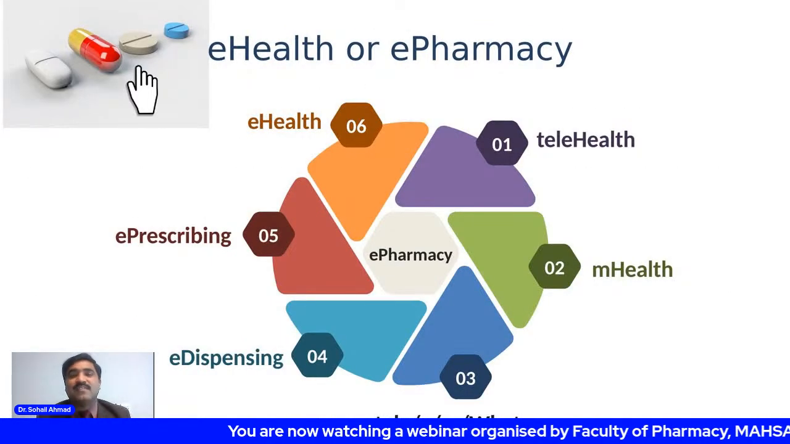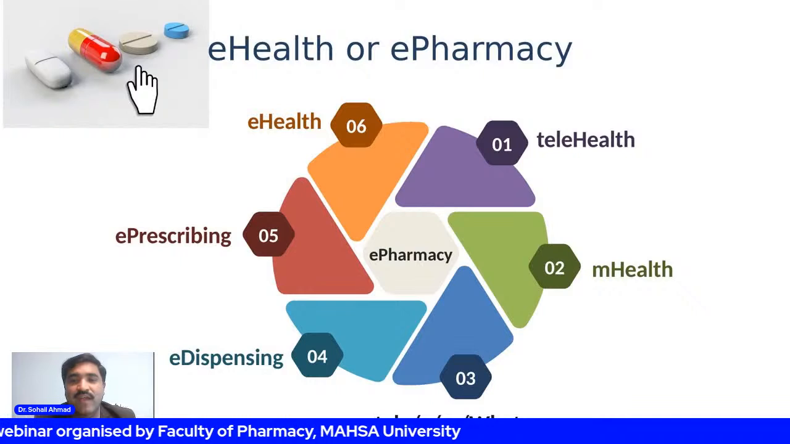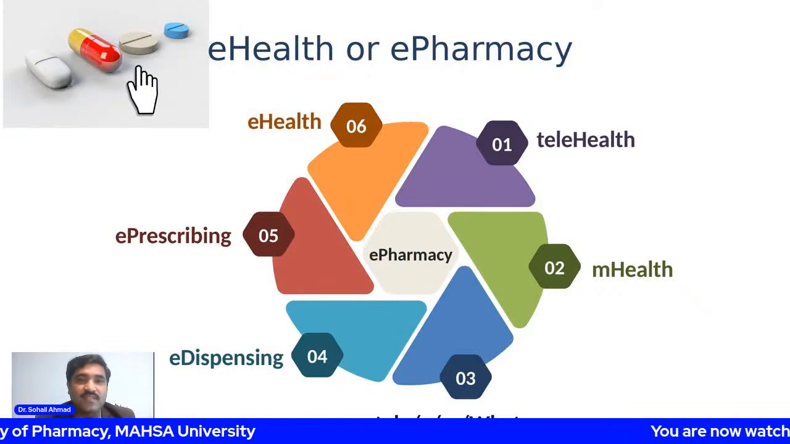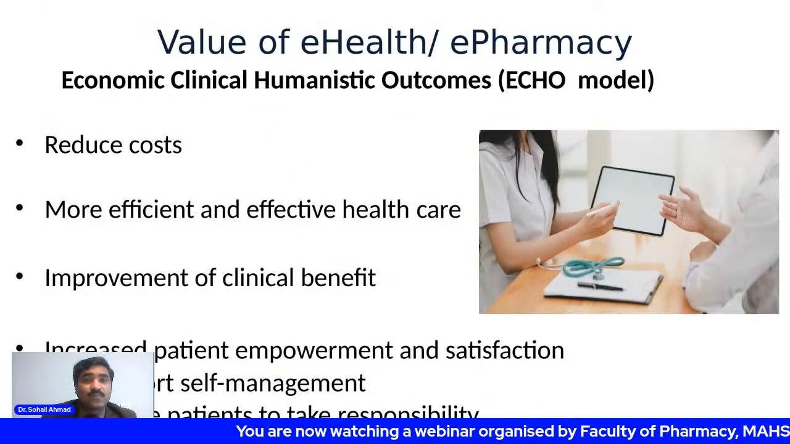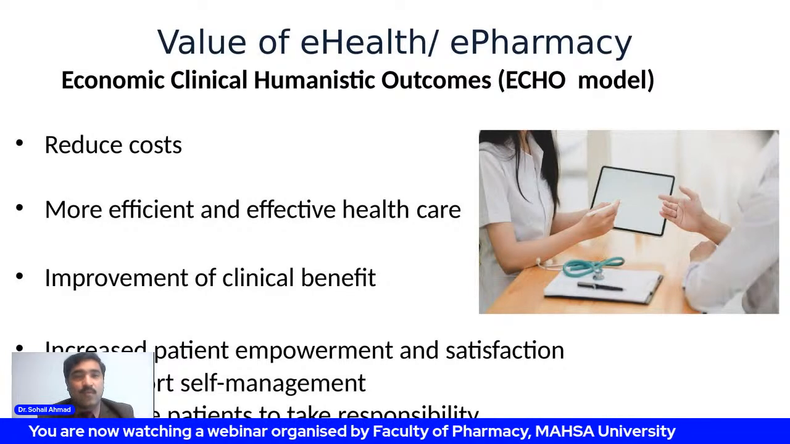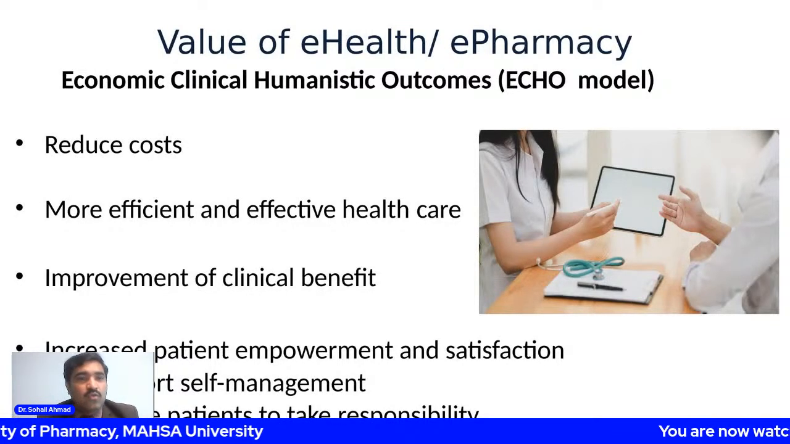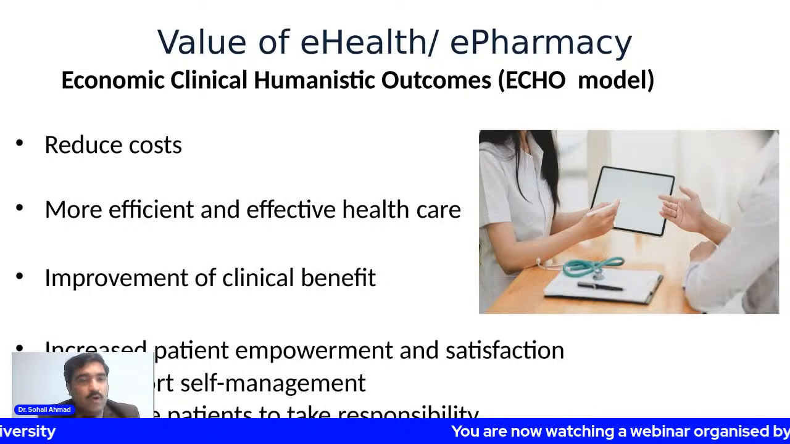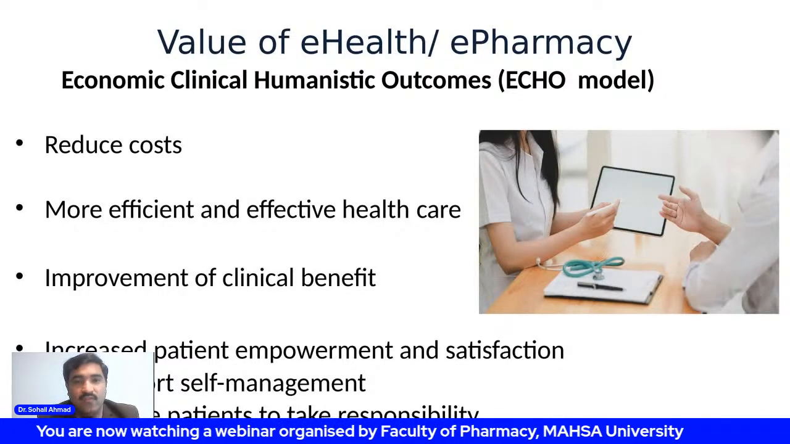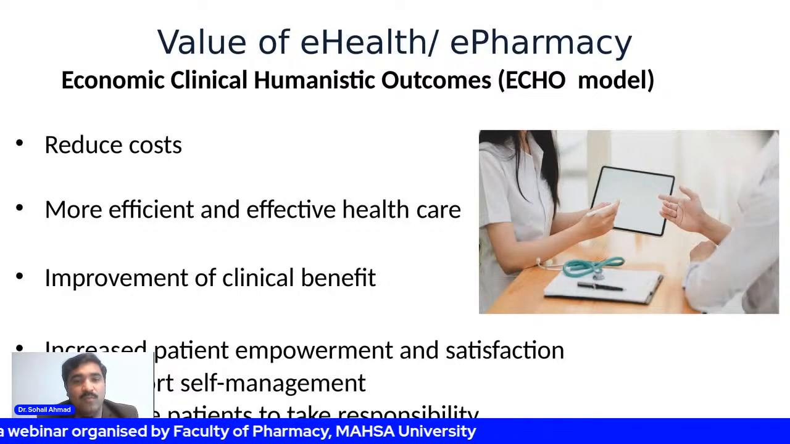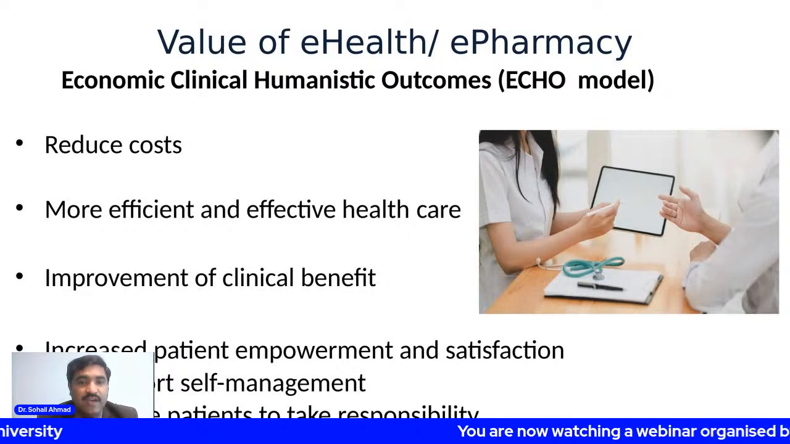So e-health, e-pharmacy, as I said, has a very broad foundation. It may include telehealth, m-health, e-dispensing services, e-pharmacy, e-prescribing services, and e-health services as well. And then the value of e-health and e-pharmacy is monitored. We call it the ECHO model: economic, clinical, humanistic outcomes. So our goal is to reduce costs, to ensure it is more efficient and effective, to improve clinical benefit, and to increase patient empowerment and satisfaction by enabling the patients to self-manage their conditions wherever appropriate.